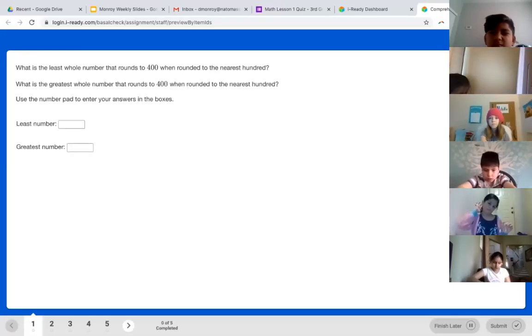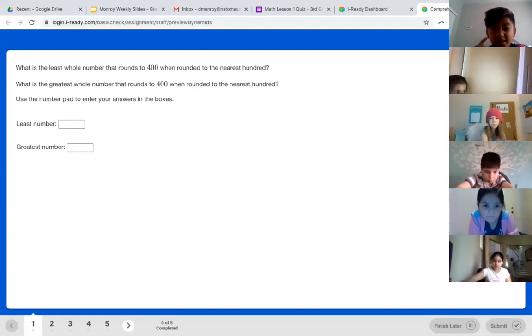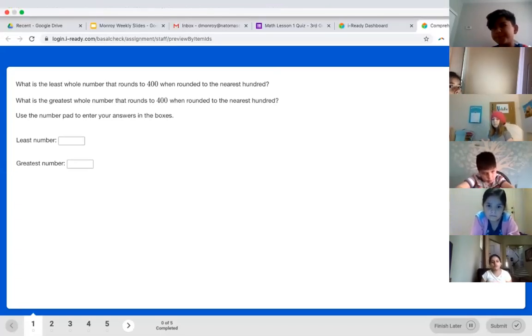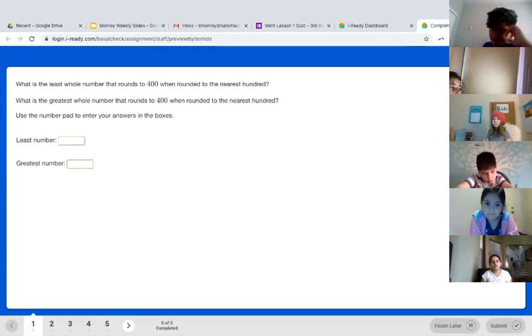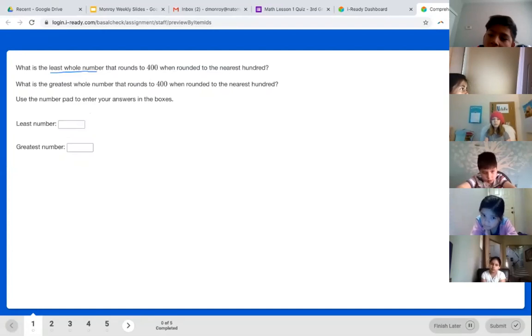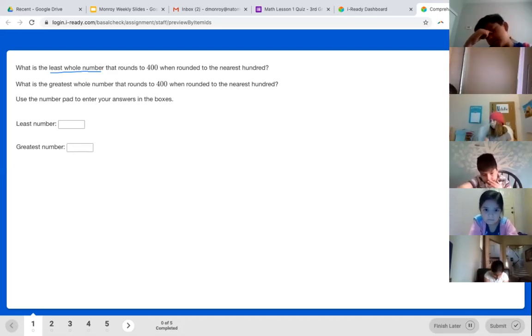Your first question was probably the hardest one for you guys, and that's okay. So let's go through it. It says, what is the least whole number? The least whole number, right, that's important, that rounds to 400 when rounded to the nearest 100. So I'm looking for the least whole number that rounds to 400 when rounded to the nearest 100.